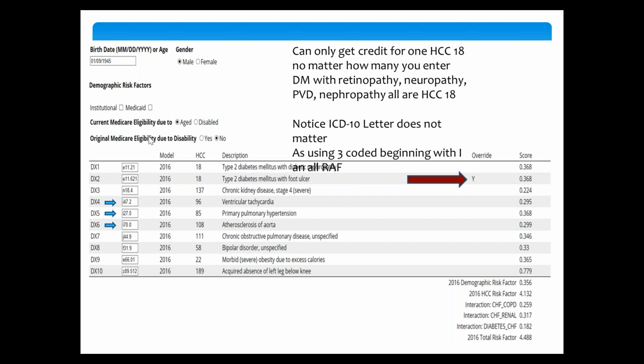The other thing is people get hung up on the fact that, remember, a diagnosis is coded to different HCC categories, but it doesn't matter what the letter is. Some people think you're only getting credit for one I letter. Well, if you look here, ventricular tachycardia, pulmonary hypertension, and atherosclerosis all begin with I, but all give you a risk score. So do not judge it by the ICD-10 letter. That's not what determines the category. The categories are determined by the condition.